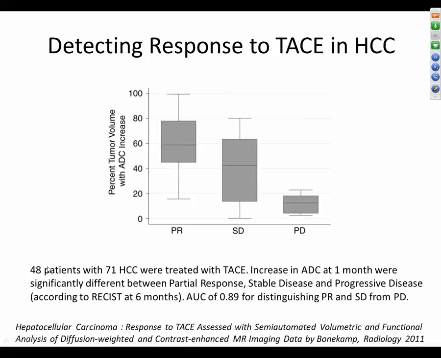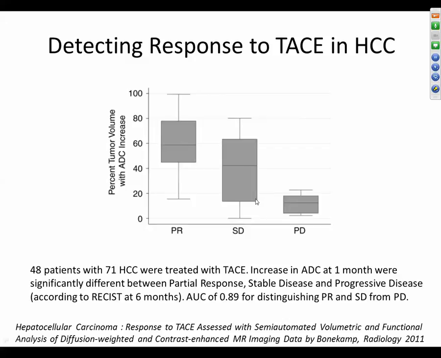With more patients, 48 patients and 71 HCC, people find out that the ADC change differs significantly for different groups. For partial response, steady disease, or progressive disease, the ADC values are different.